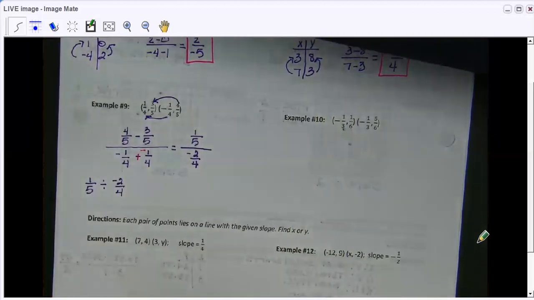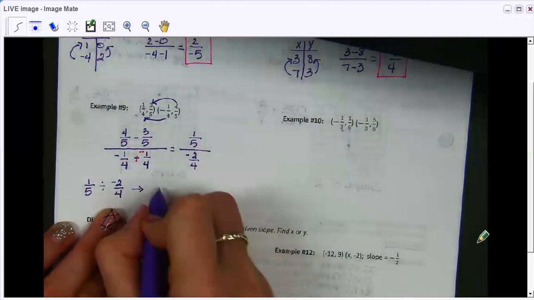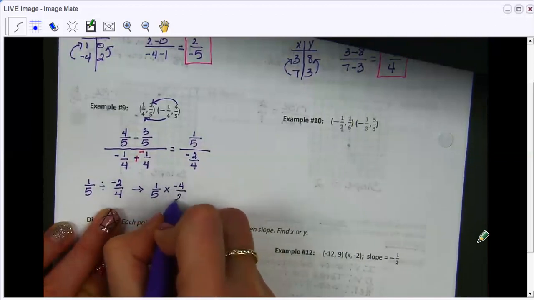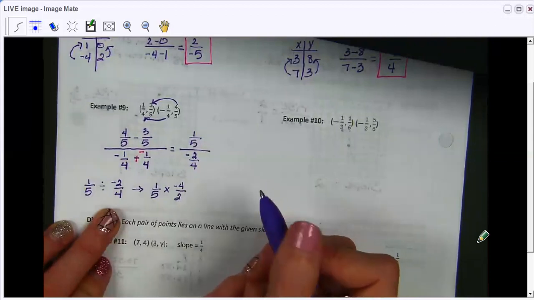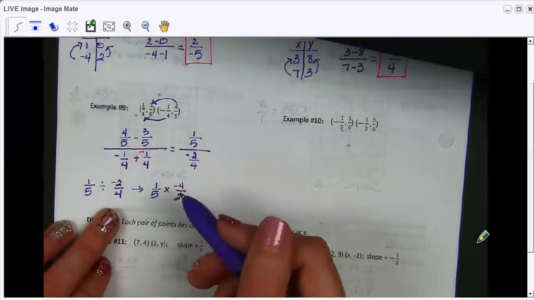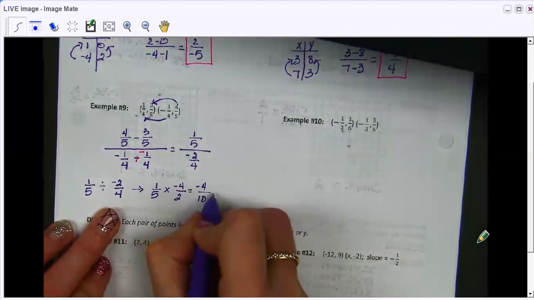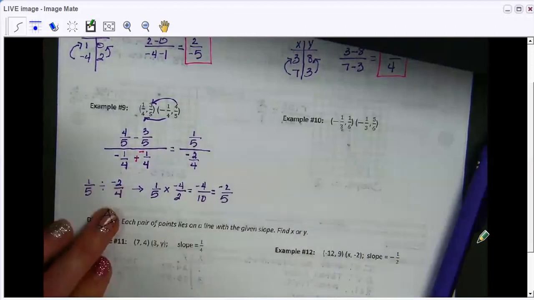Does anyone remember how to divide fractions? Andrew? And then instead of dividing, what do you do? You multiply. So we basically change this to multiplying by the reciprocal. So it becomes 1/5 times negative 4/2. Okay. Or 4 over negative 2. It doesn't matter. Your negative just stays there. Yes. That's an answer. Yeah, go ahead. Negative 4/10. And then you can simplify this to negative 2/5. And that would be your final answer.